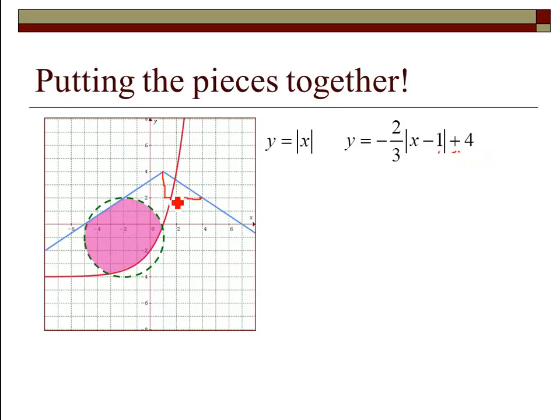Now, I have to think about whether this is going to have equals. It has equals because it's solid. Do I put a less than or a greater than? So now I look at where the shading is. Above it, there's nothing shaded. Below it, I have shading, so it's going to be a less than or equal to.